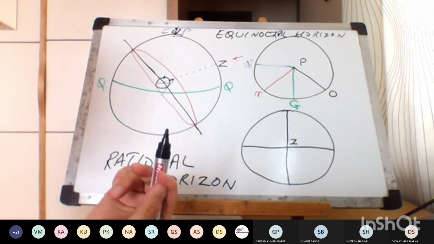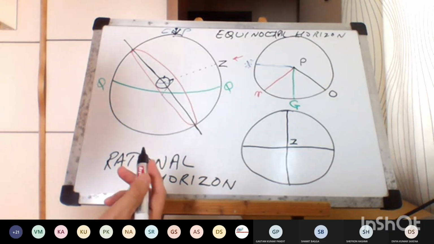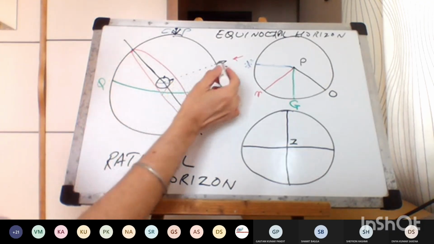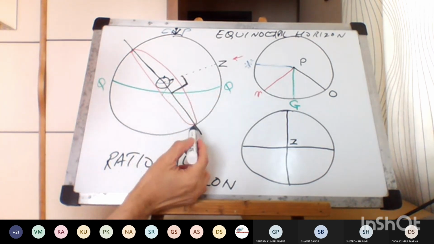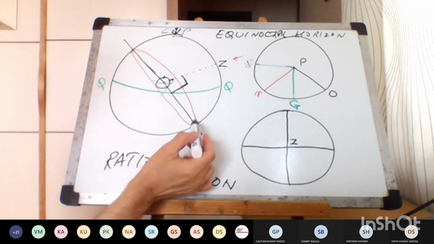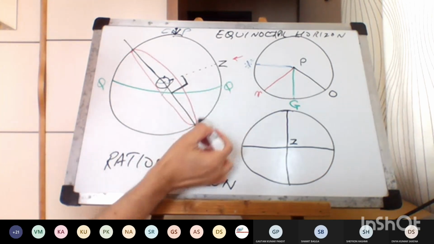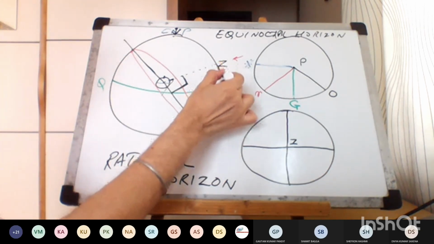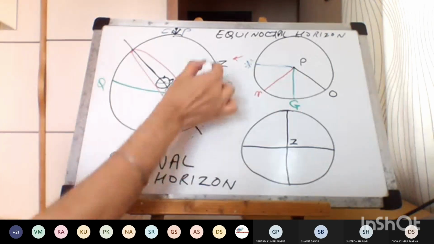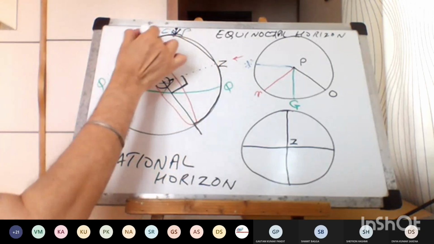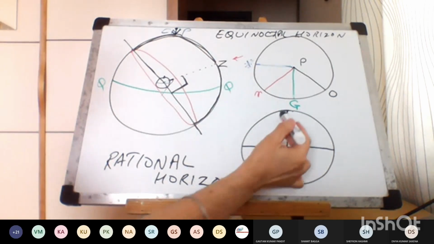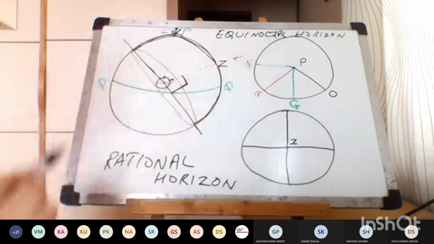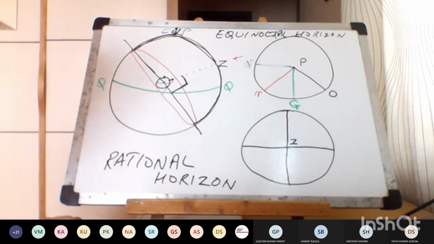Every heavenly body, we said all measurements are from the center, so that this angle is 90 degrees. And every point on the rational horizon is 90 degrees from the zenith. From the zenith, 90 degrees here. From the zenith, 90 degrees here. So every point on this is 90 degrees from the zenith.